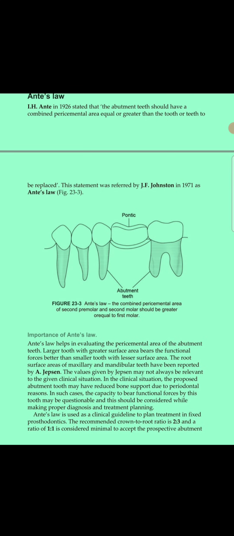This is Ante's law. Look at that figure 23.3. The combined periodontal area of the second premolar and second molar should be greater than or equal to that of the first molar. Now come to Ante's law. Ante in 1926 stated that the abutment teeth should have a combined periodontal area equal to or greater than the tooth or teeth to be replaced. This statement was referred to by J.F. Johnson in 1971 as Ante's law.